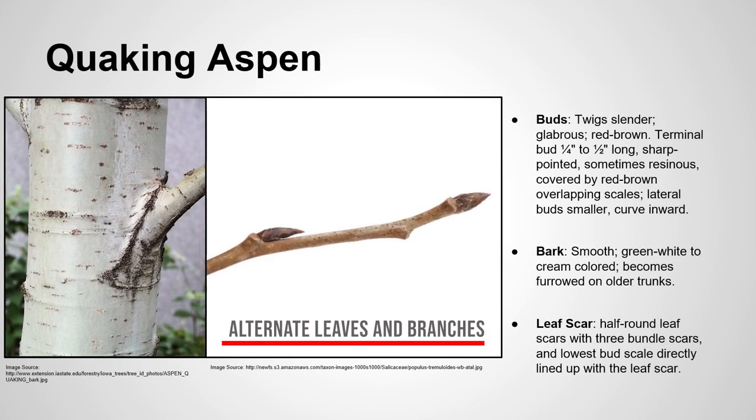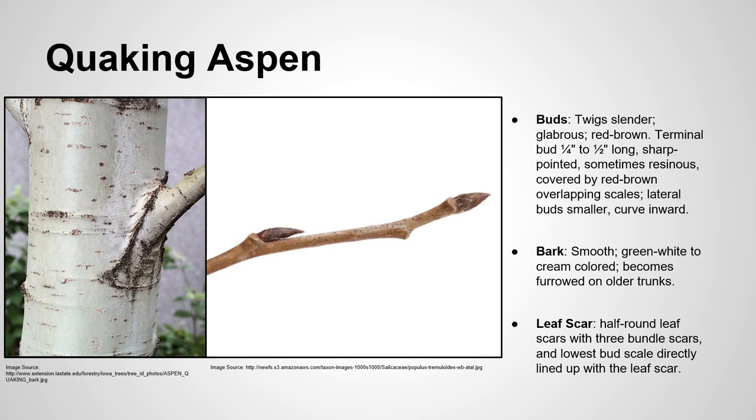Quaking aspen is what we call a pioneer species, because it grows quickly and doesn't mind highly disturbed environments. The buds are glabrous, reddish-brown, and the terminal bud is long and pointy and often resinous. The bark tends to be smooth, white, and has diamond-shaped lenticels. The leaf scars are half-round with 3 bundle scars each.